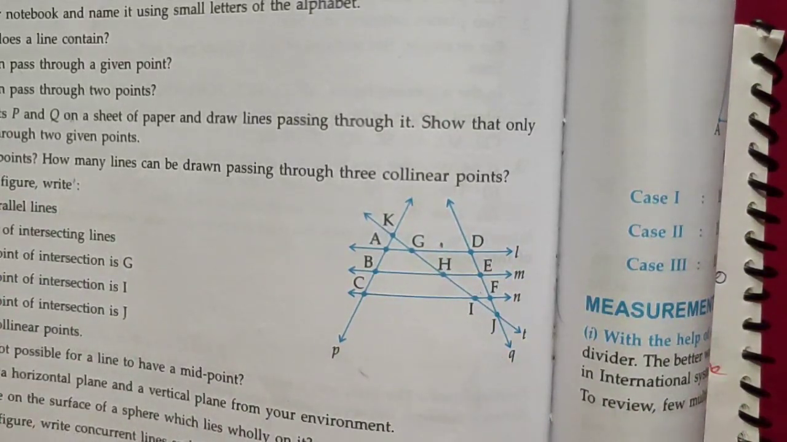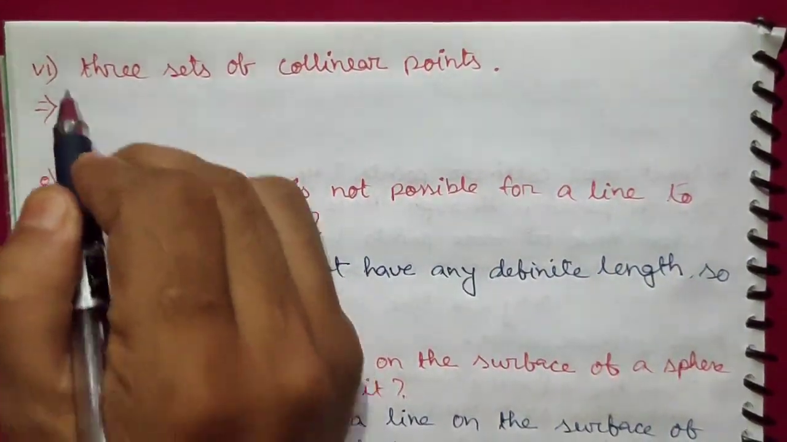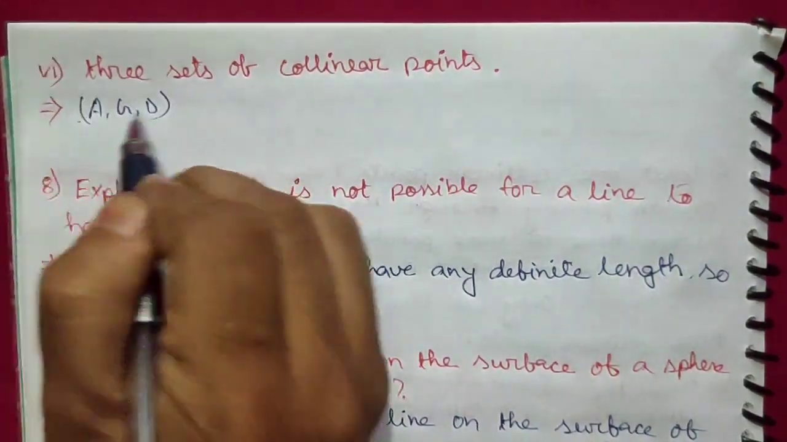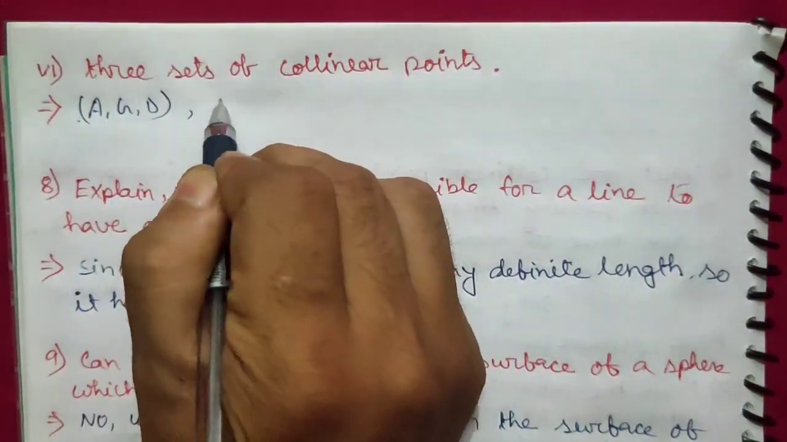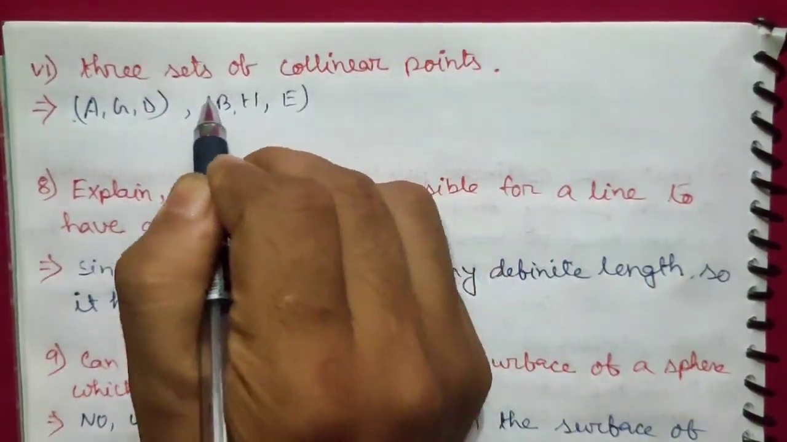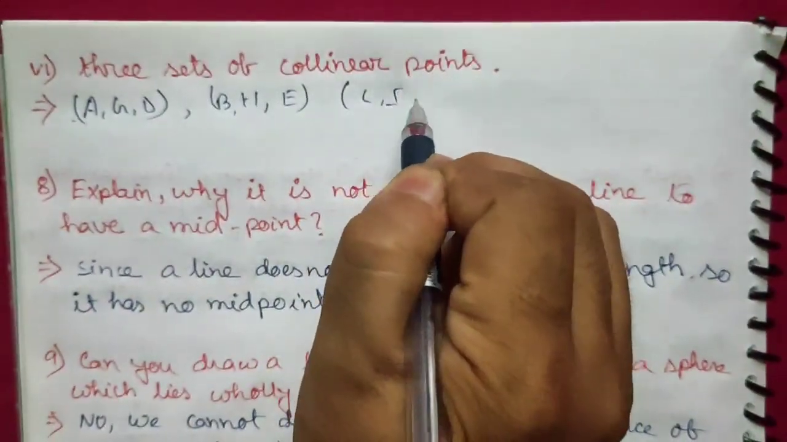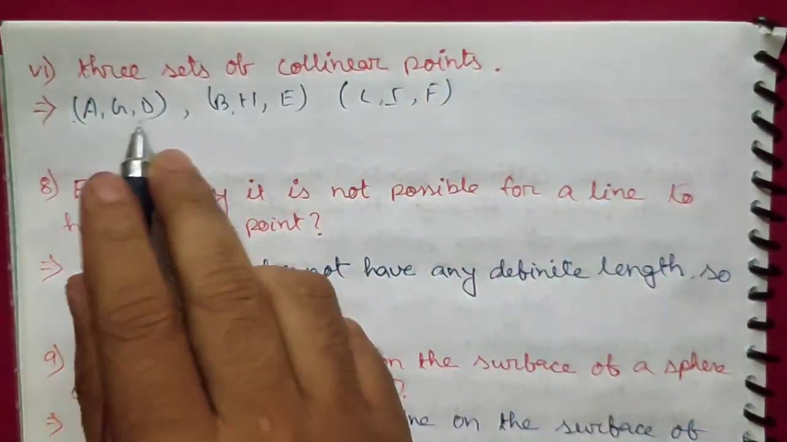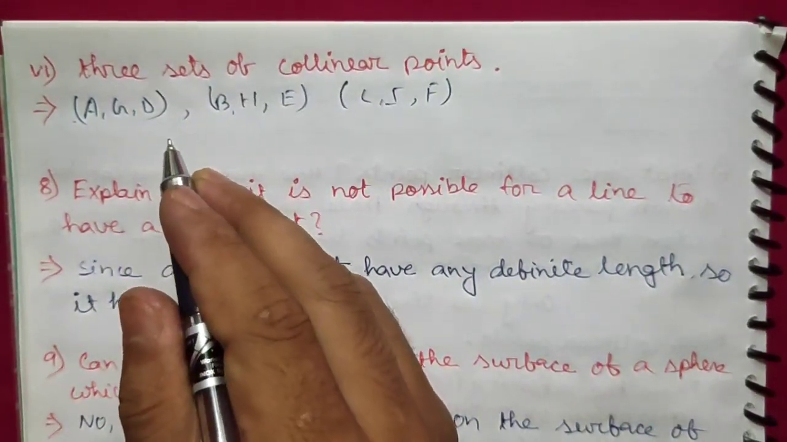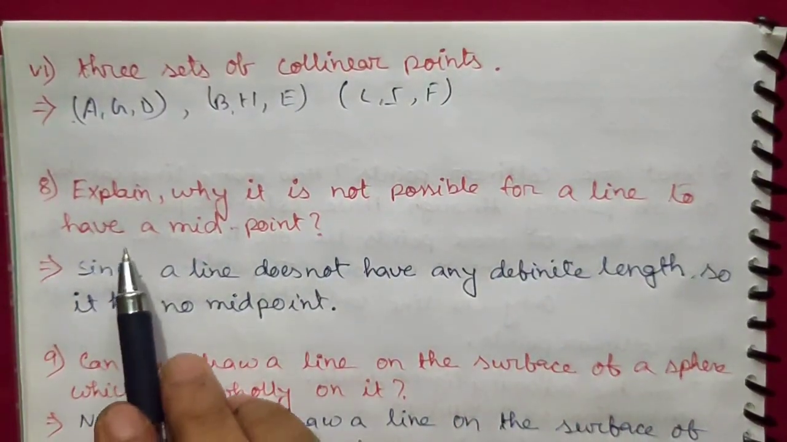So let us write. The first one will be A, G, D. The next one will be B, H, E. And the third will be C, I, F. So these are the three sets of collinear points. Collinear points means when all the points lie on the same line, these are known as collinear points.